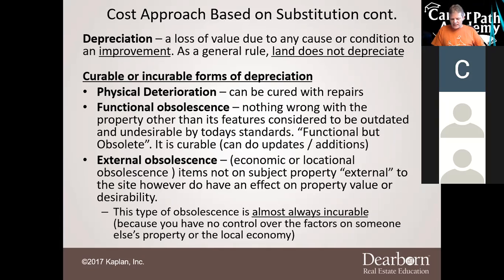Under depreciation, we highlighted that it refers to a loss of value due to any cause or condition that affects the value of an improvement to real property. And then we underlined, as a general rule, land does not depreciate. Under number 2, we highlighted functional obsolescence in that first sentence, and then the word curable after it, because it is curable. And then number 3, we're going to highlight the first 2 lines: external obsolescence, also known as economic or locational obsolescence, is caused by factors not on the subject property, so it is almost always incurable.